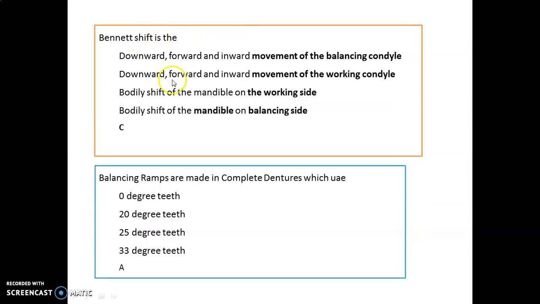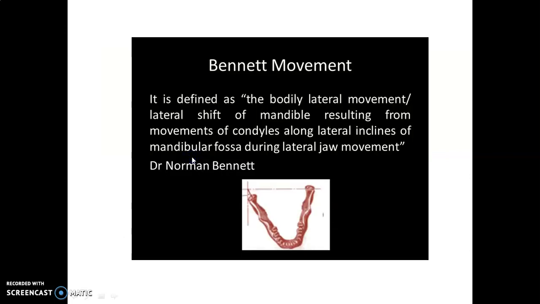Then, what is Bennett shift? It is the bodily shift of the mandible on the working side. Most often you get confused between the working and balancing side. Always remember Bennett shift is on the working side. Balancing ramps are made in complete dentures which use which type of tooth? They use 0-degree teeth, that's non-anatomic teeth. So remember the definition of Bennett movement: it's a bodily lateral movement or lateral shift of the mandible resulting from the movement of the condyle along the lateral inclines of the mandibular fossa during lateral jaw movement.